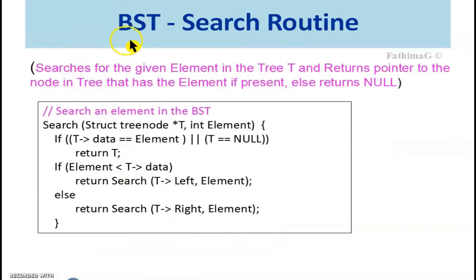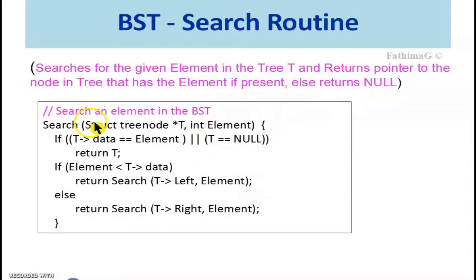Following the algorithm, the routine for search operation is given here. Because of the recursive definition of the tree, the recursive routines are used to perform the operations on BST. The given routine searches for the element in the tree T and returns the pointer of the node containing the element if the element is present, else return null.